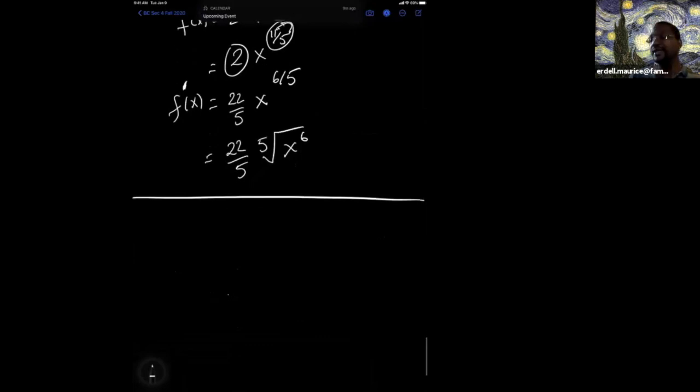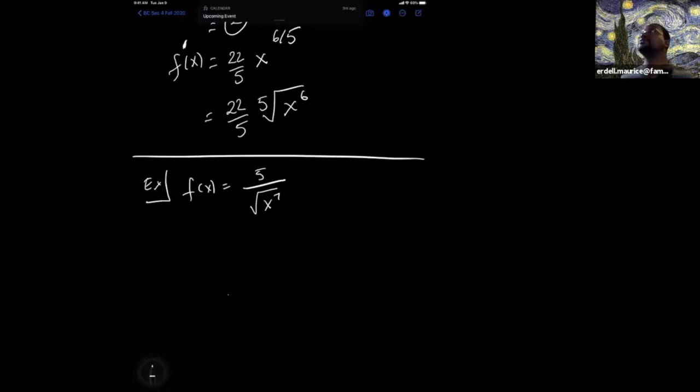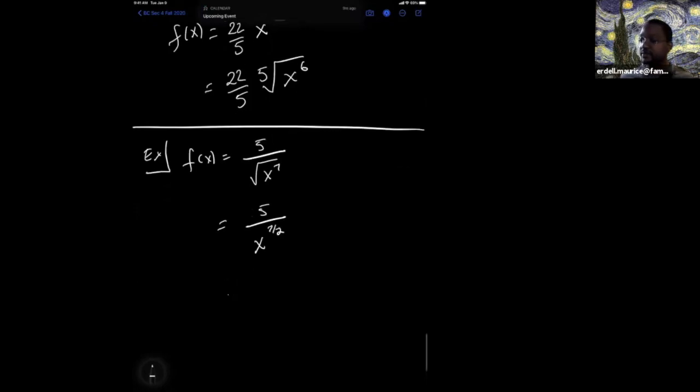All right, another example that throws students off is when you have something like this. f of x is equal to 5 divided by the square root of x to the 7th power. This is what we call a combo question, because I do have a radical, so I do need to write it as x to the 7 over 2, yes? x raised to 7 over 2. But that x is also in the denominator. And so I have to bring that x up and make it negative 7 over 2 power.